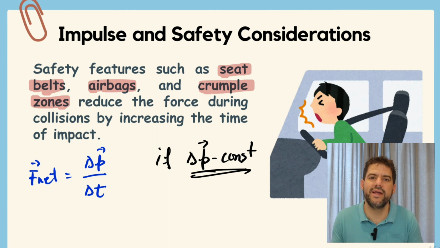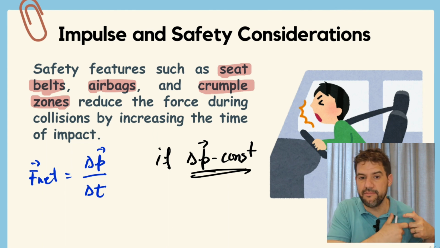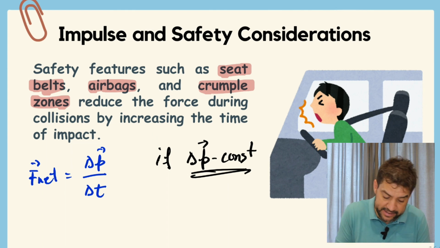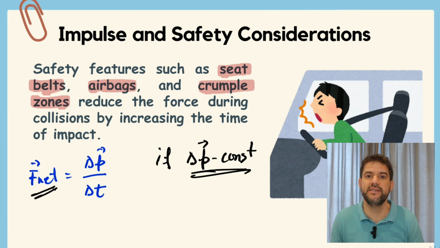So what does the seatbelt do? When the seatbelt is holding you through your body, it's increasing the time in contact. It's making the time between you and the car, for instance, longer. And as a result, the net force is smaller, because the longer the time, the smaller the net force. The same happens with the airbag.